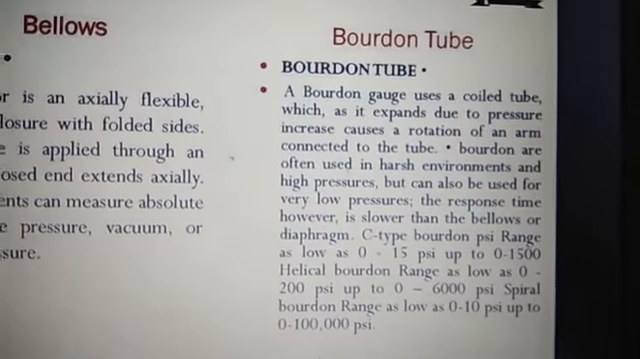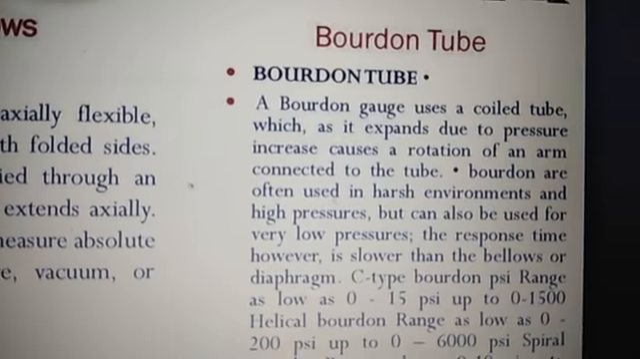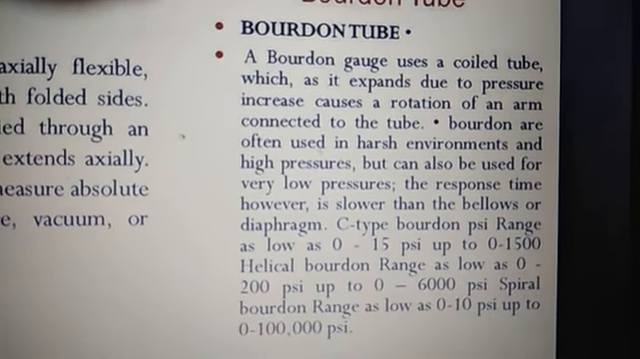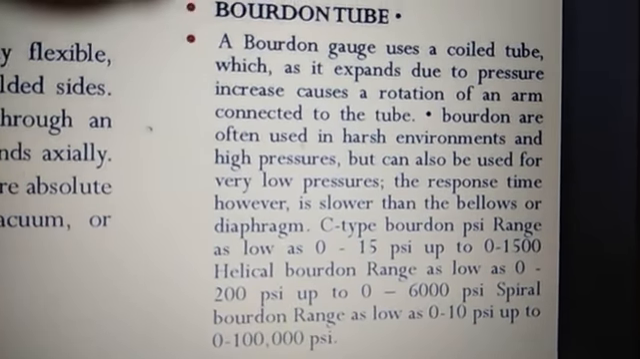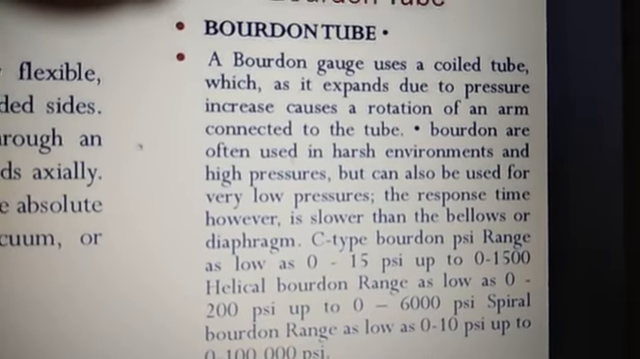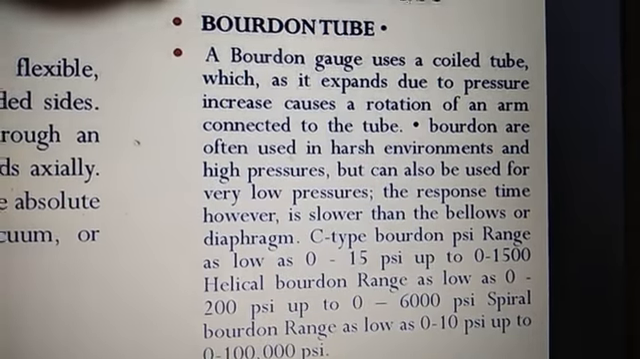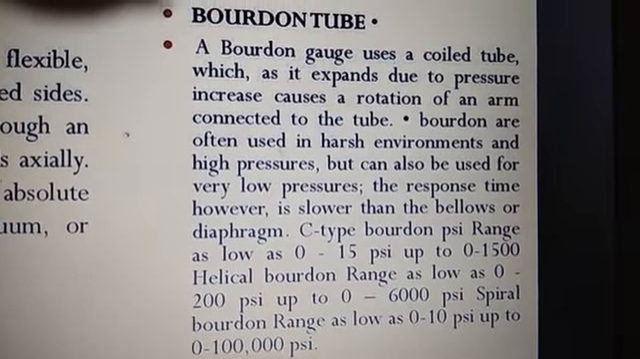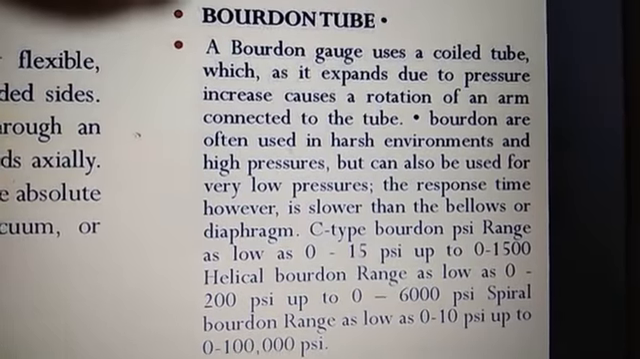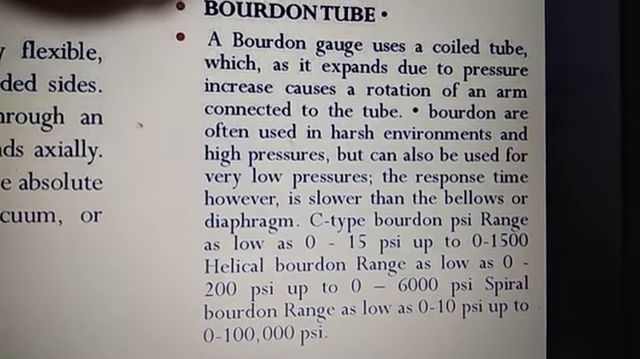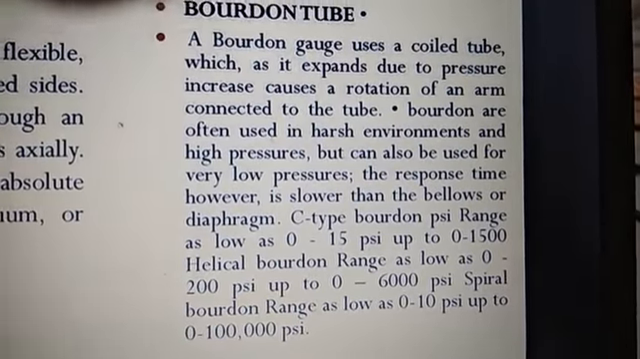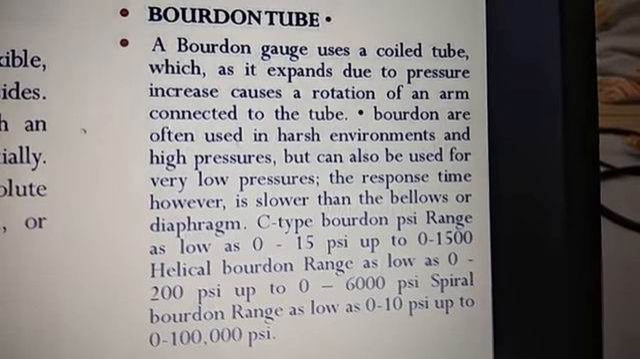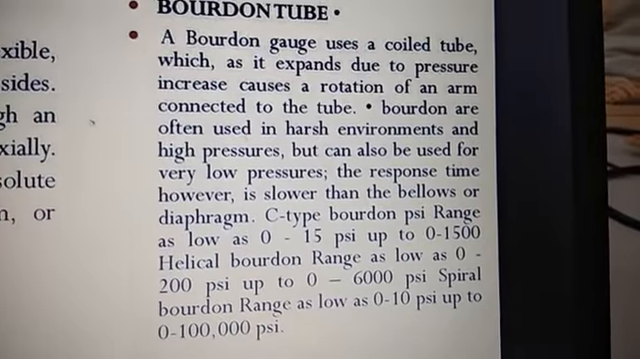And what are the Bourdon tubes? A Bourdon gauge uses a coiled tube which, as it expands due to pressure increase, causes a rotation of an arm connected to the tube. Bourdon tubes are often used in harsh environments and high pressures, but can also be used for very low pressure. The response time, however, is slower than the bellows or diaphragm.